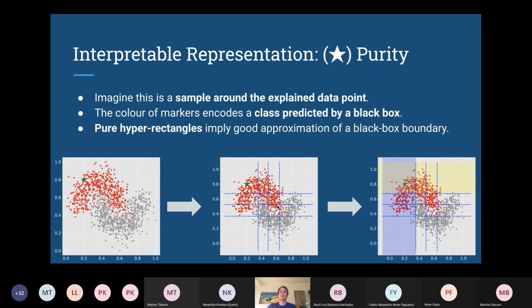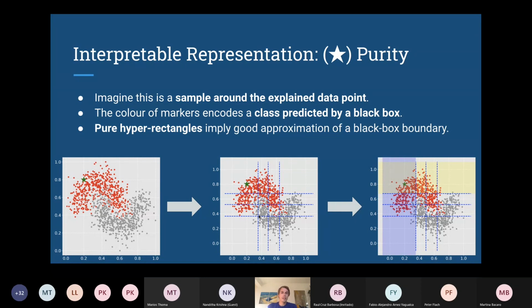But what would you do in higher dimensions? You can't really inspect it visually anymore. So the way to go is to assess purity of each region. And by purity, I mean, are all the instances in each region mostly red or mostly gray? You want to avoid the regions where you have, say, half and half, red and gray, because this means that the black box decision boundary runs across this hyperrectangle, so you're not really approximating it very well. But in this case, this looks very reasonable.